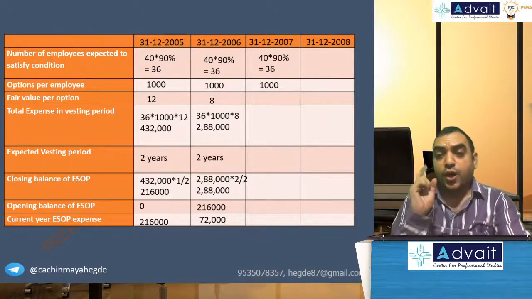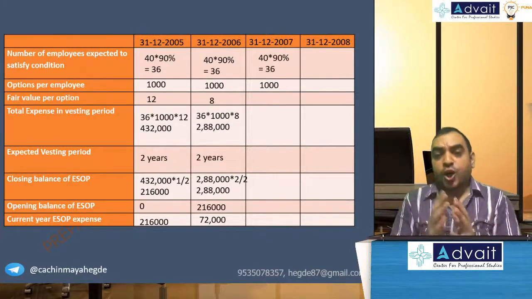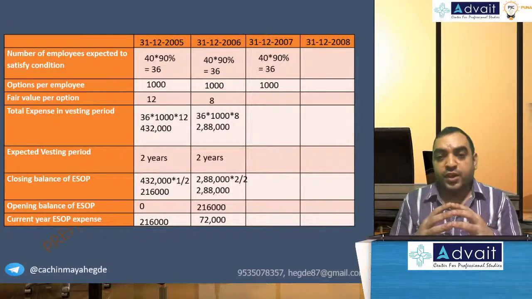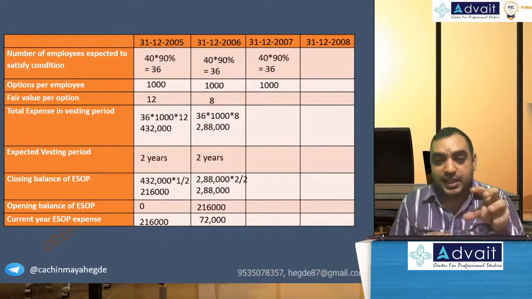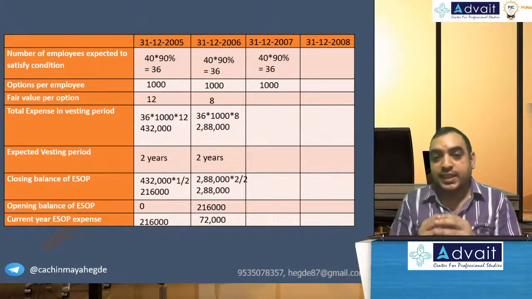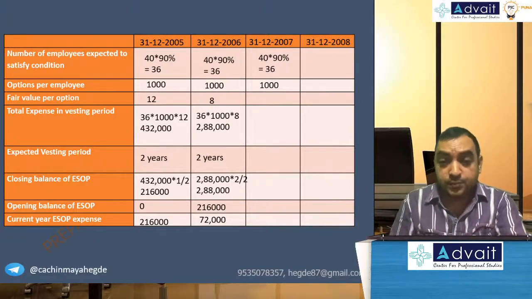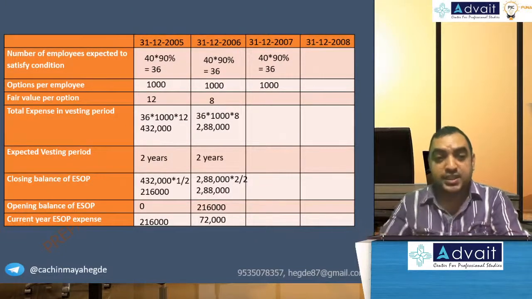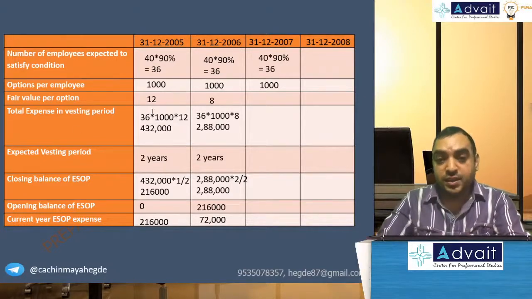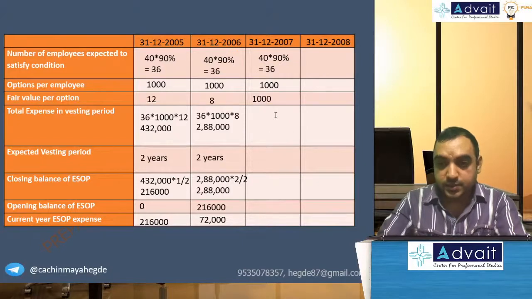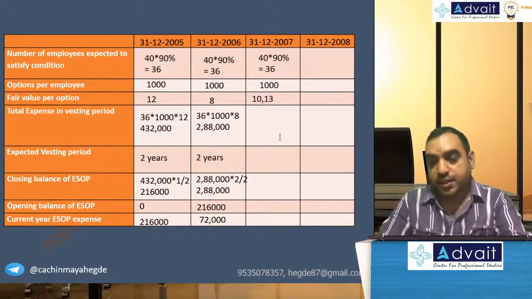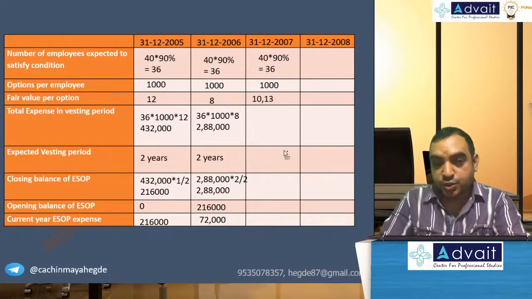Okay, so you have to be slightly careful, because there are two kinds of fair value here, for the people who have exercised and for the people who have not exercised. For the people who have exercised, the fair value is 10 rupees, and for the people who have not exercised, the fair value will be 13 rupees. So I'll write two things here. One is 10 rupees, another is 13 rupees. So what will be the expense you are going to consider?